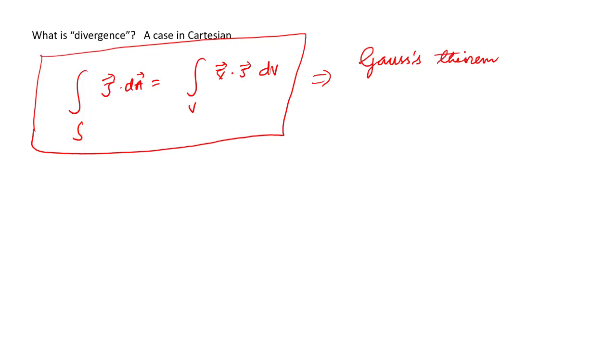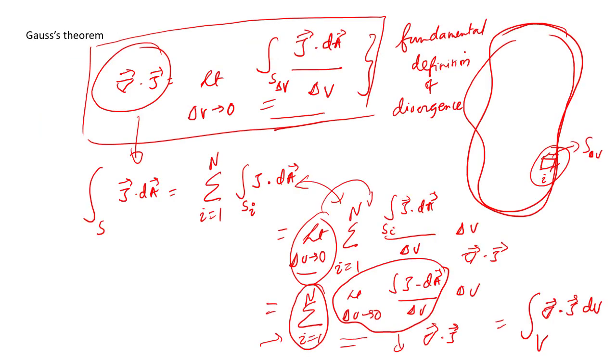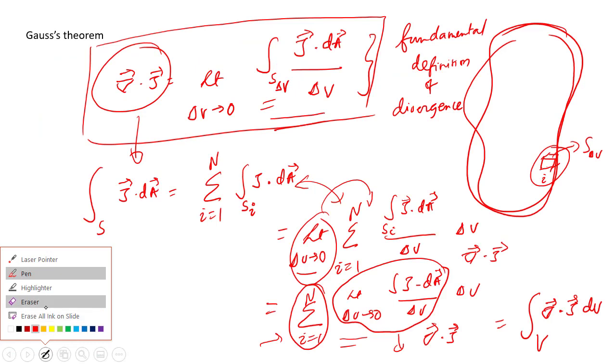So Gauss's theorem follows from the fundamental definition of divergence, right? Just to recap what we have just done, let's do this again so that you understand better what divergence is, because it's very important to understand divergence for this course.